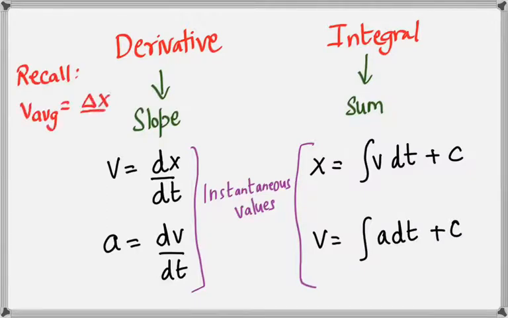Let's just recall that average velocity is given as delta x over delta t, whereas instantaneous velocity is given as dx over dt. Average acceleration is given as delta v over delta t, whereas instantaneous acceleration is given as dv over dt.